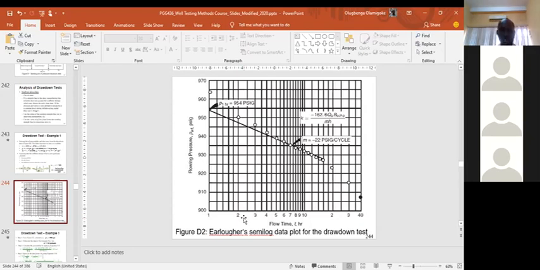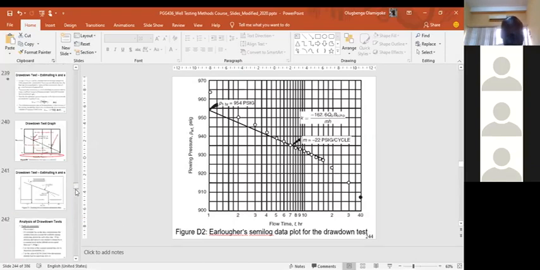Infinite. Remember the diffusivity equation and the solution to it that we discussed. This straight line is actually referring to infinite acting radial flow, which loosely is transient flow, but it's transient flow after well-bore effects have been overcome. I hope you're following me so far.